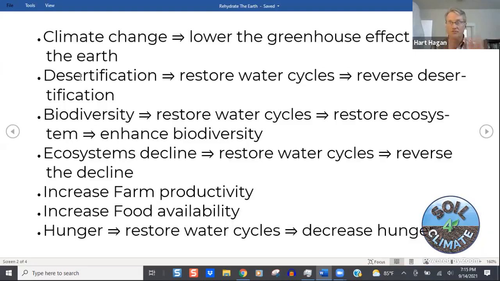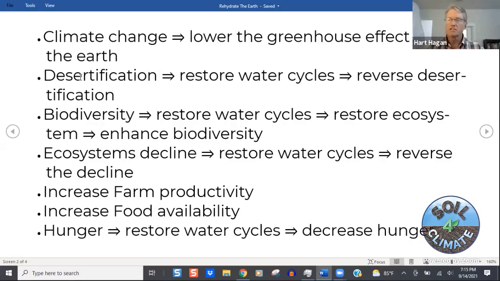Instead, what we have is just vast areas of the globe that used to be grasslands. They're in the process of desertification. So if we restore water cycles, we have many, many ways of restoring water cycles, and we'll talk through that. But if we restore the water cycles, then we can reverse desertification. That's a major problem to be solved.